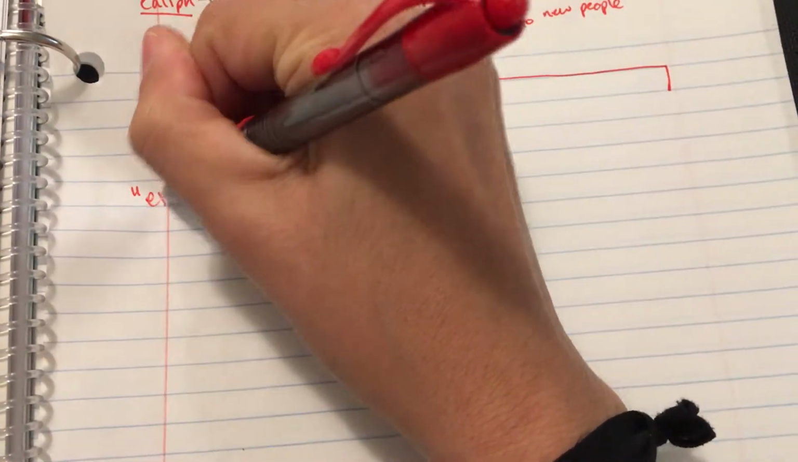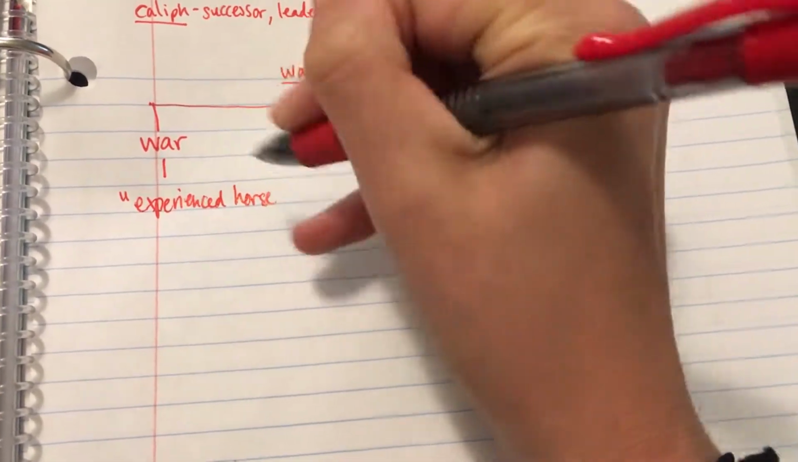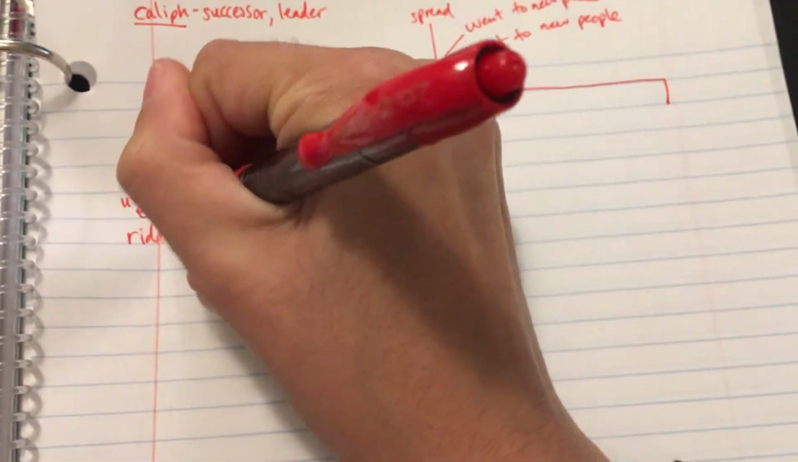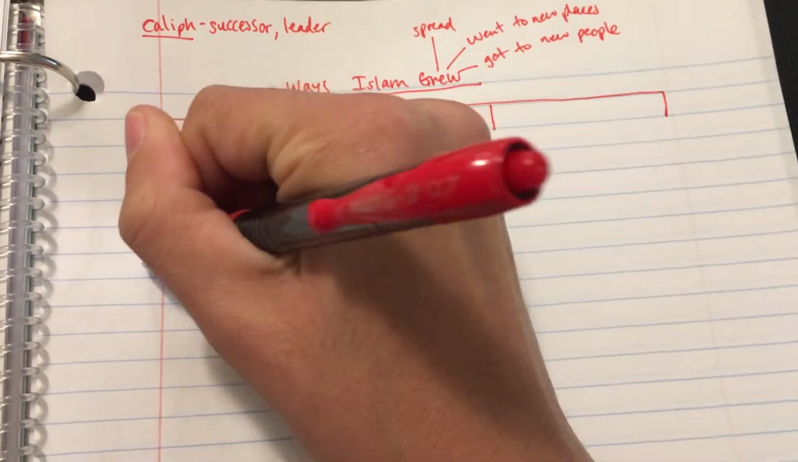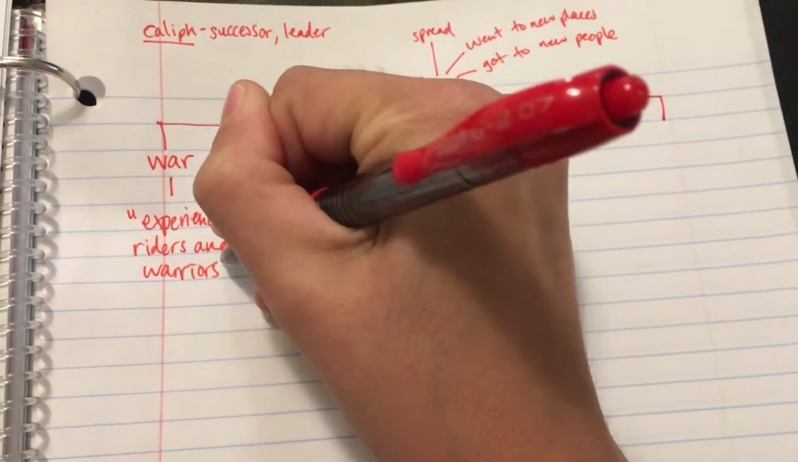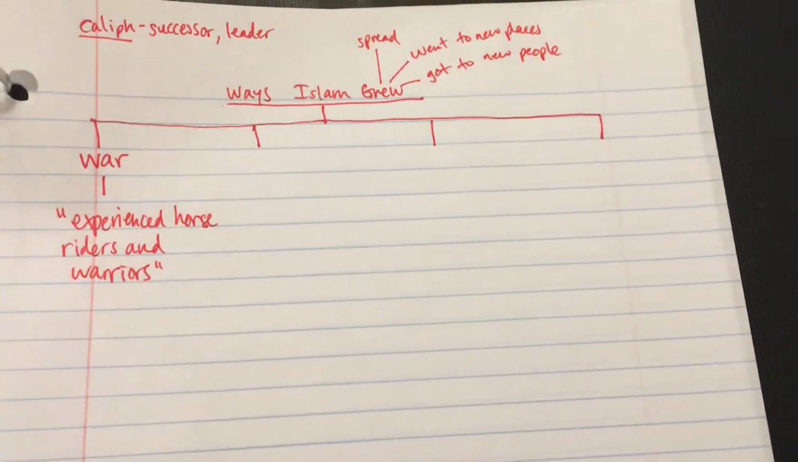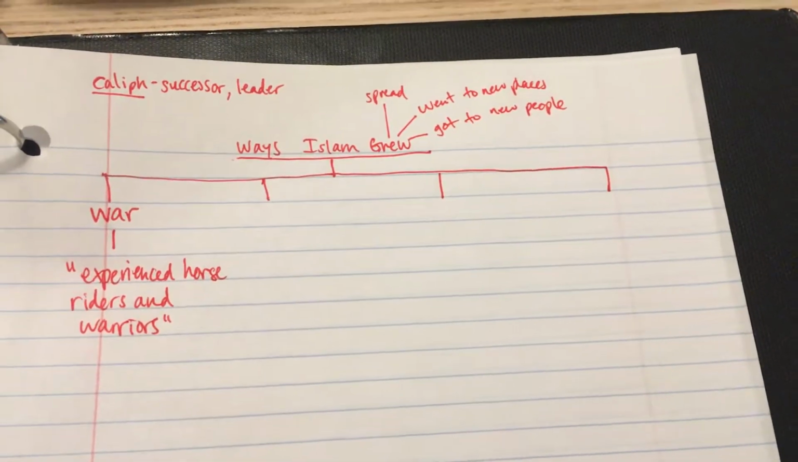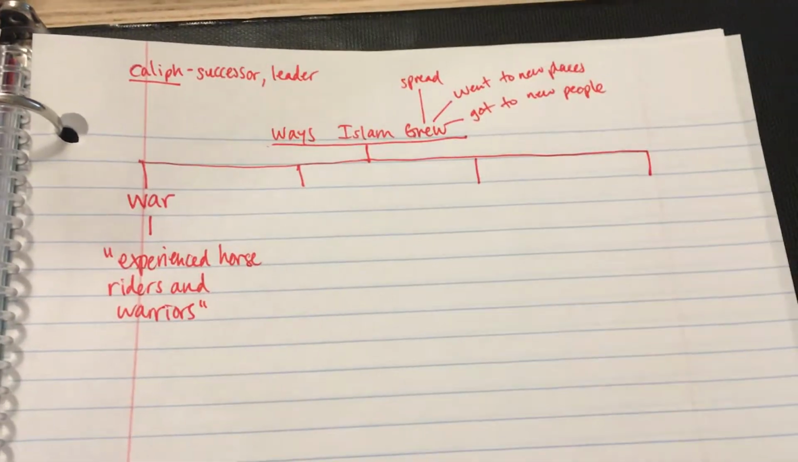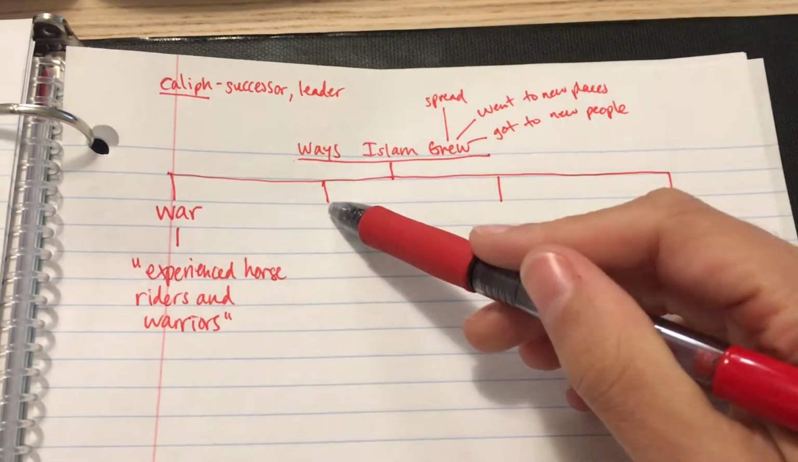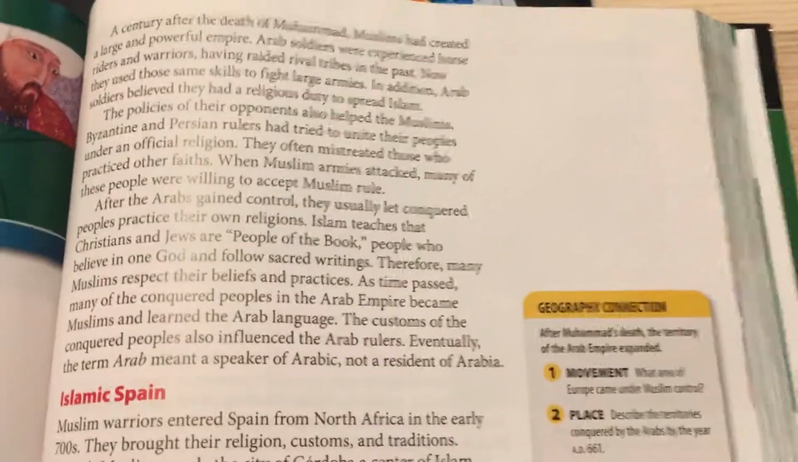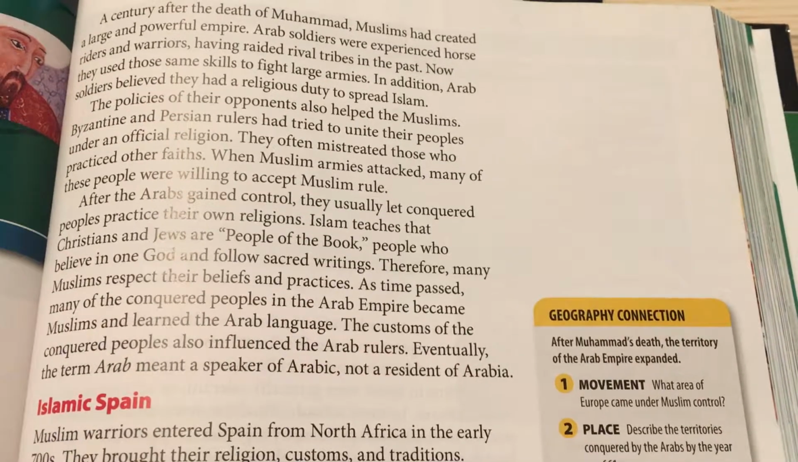Here I go, putting it into my first branch of my tree map. So I'm going to say experienced horse riders and warriors. Okay, so now I have text evidence about how they were able to use war to spread it because they had experience as warriors. Let's see if we can figure out a second way that Islam grew. The policies of their opponents also helped Muslims.